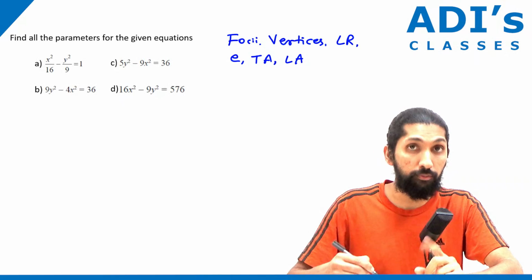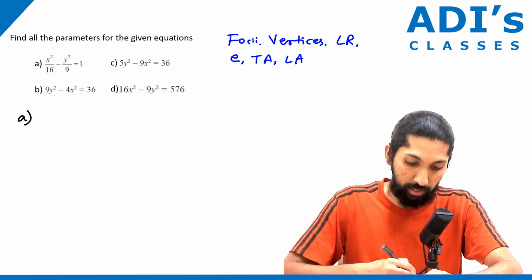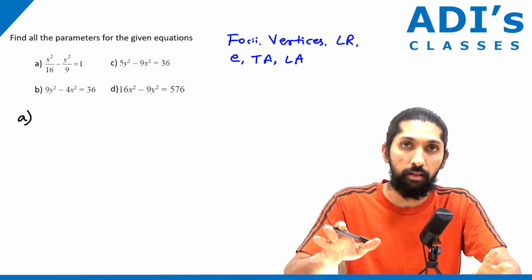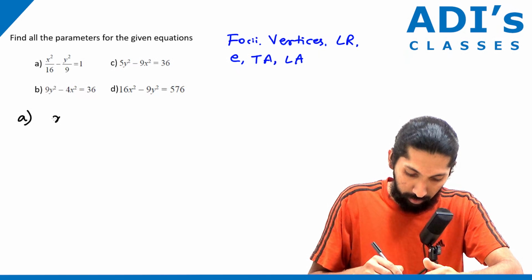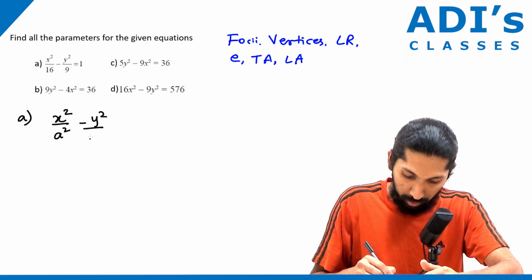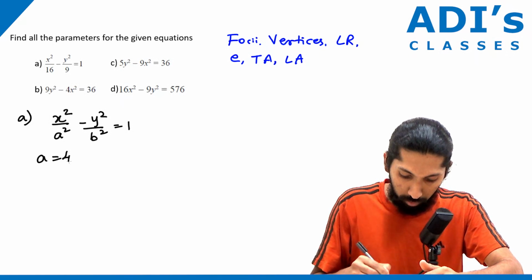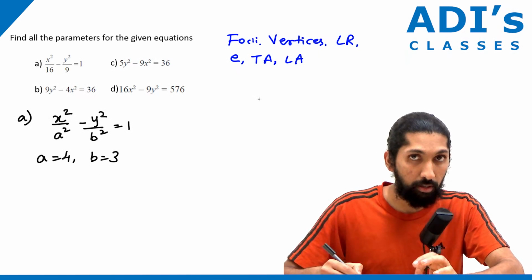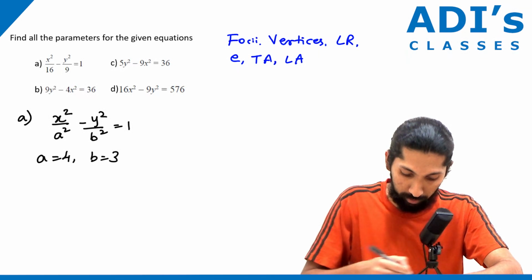Now let's start with the first one. See the first one, x square by 16 minus y square by 9 is equal to 1. Very, very easy. If you compare this with x square by a square minus y square by b square is equal to 1, so a value becomes 4, b value becomes 3. That means the transverse and the longitudinal axis is done. Correct? Now after that, what do we have?